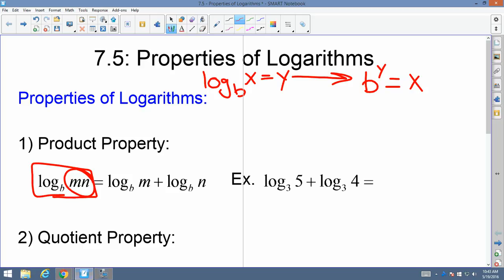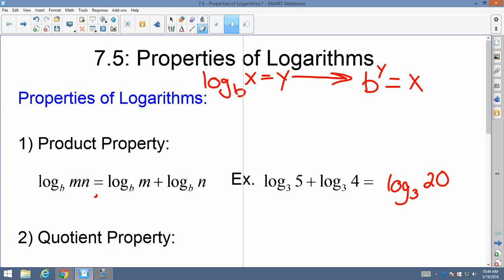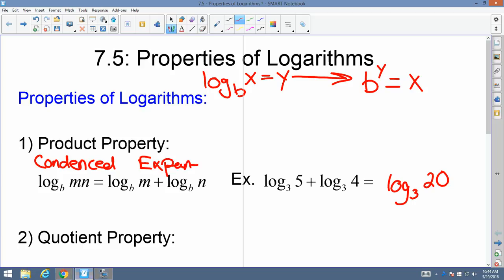For example, log base 3 of 5 plus log base 3 of 4 can condense into log base 3 of 20. Okay? This is the condensed or contracted version. This is condensed, and this is expanded. You have to know how to toggle between both.